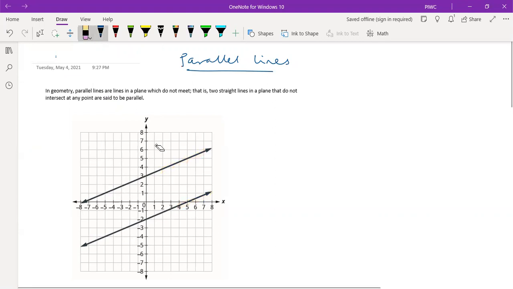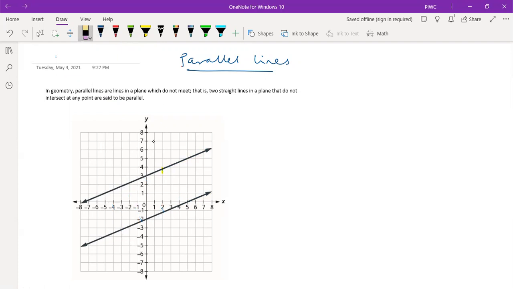Now, when you consider two parallel lines, the distance between the two lines, that is, if you take a line perpendicular to each of the lines, you have equal distance between the two lines. Okay.